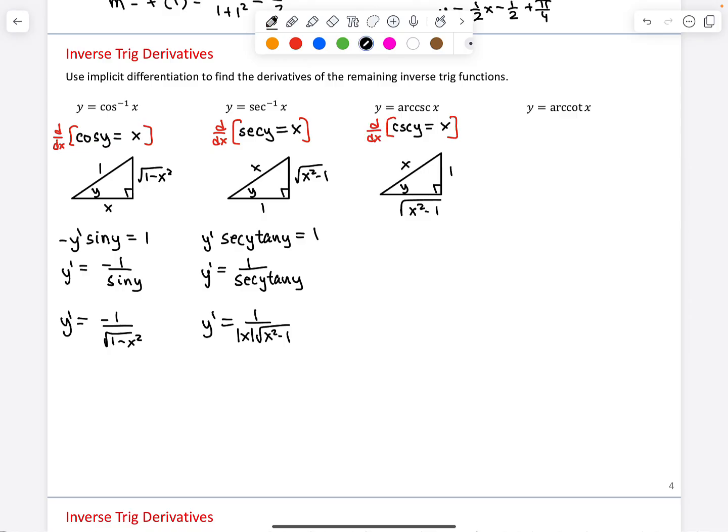Now, implicit differentiation, the derivative of cosecant y will be negative y prime, chain rule, times cosecant y cotangent y, and the derivative of x is just 1. So y prime will be negative 1 over cosecant y cotangent y. Using my reference triangle, the cosecant of y is hypotenuse over opposite, so x, and the cotangent of y is adjacent divided by opposite, so just square root of x squared minus 1. So we get negative 1 over x times the square root of x squared minus 1.